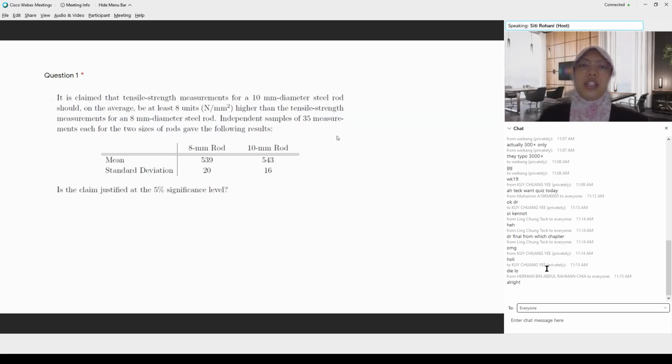Here, if you notice the number of sample for this question 1 is 35, which is more than 30. So please remember, when the number of sample is more than 30, you don't have to check for the variance equality.